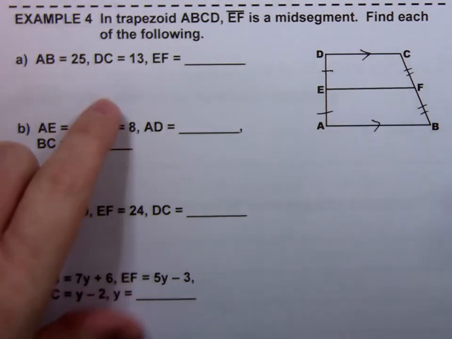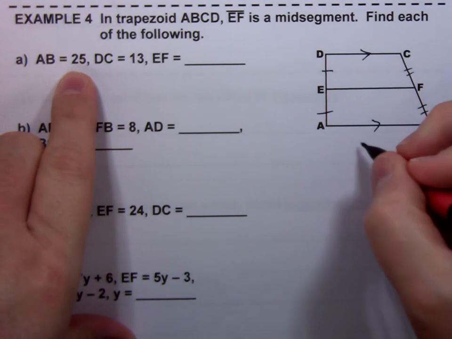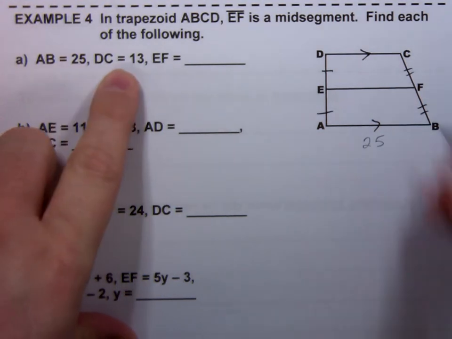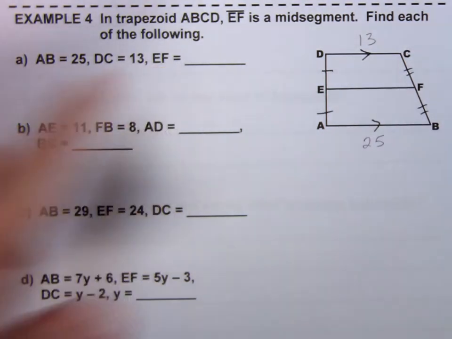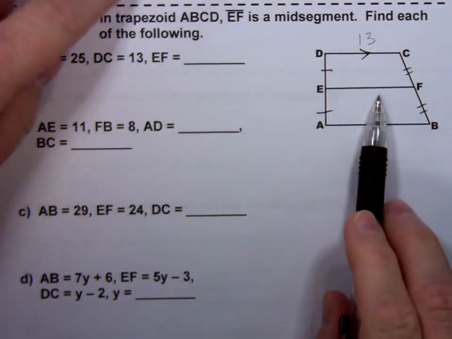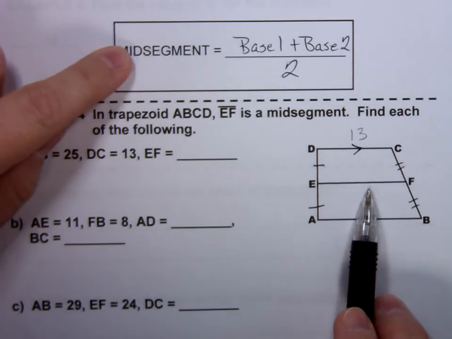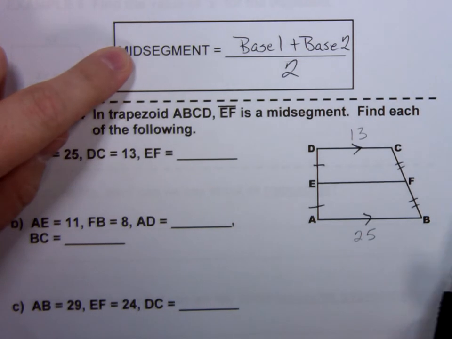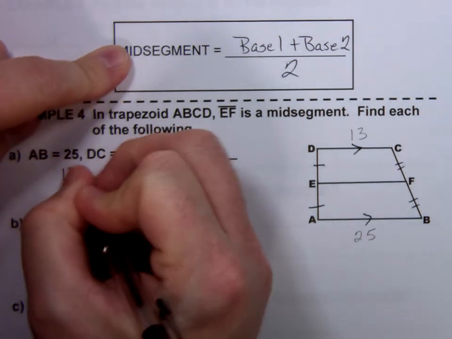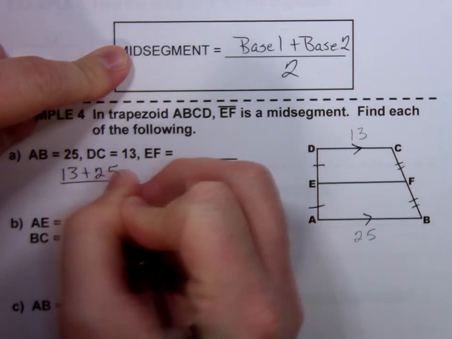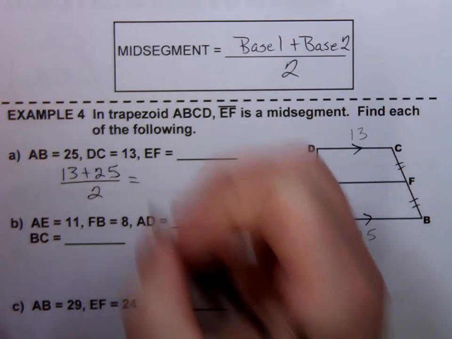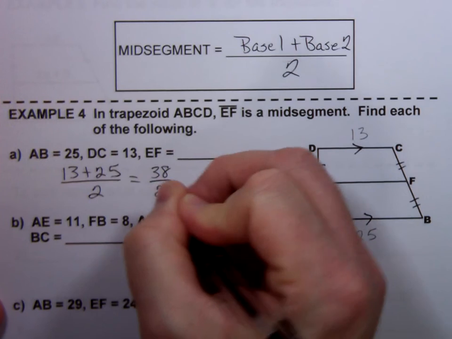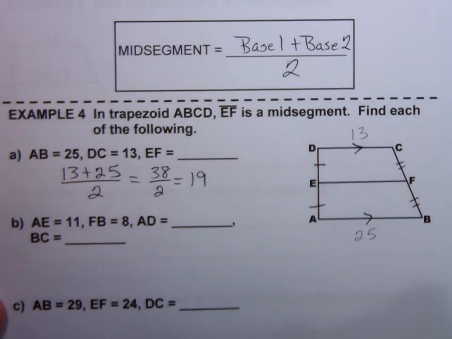So this tells me the distance from A to B is 25. The distance from D to C is 13. And I want to find the length of line segment EF, the distance from E to F. So I'm finding the mid-segment. So I'm going to take my formula that we talked about earlier. Base 1 plus base 2 divided by 2. So let's do that. And that should give me the mid-segment. So 13 plus 25 is 38. And 38 divided by 2 is 19. So I know the distance from E to F would be 19.